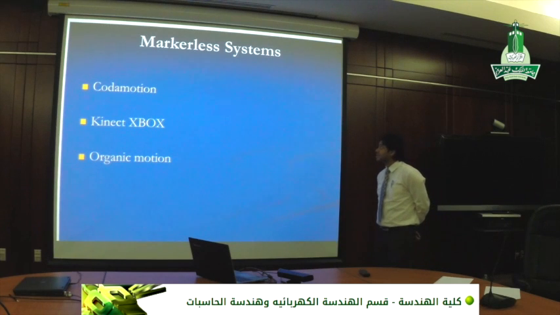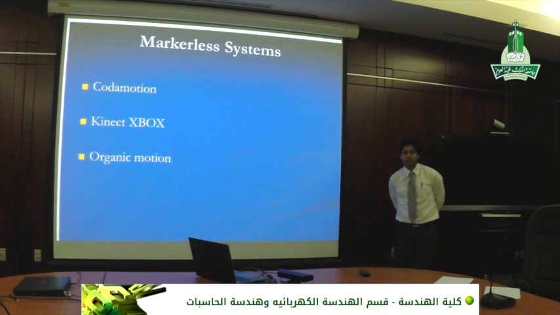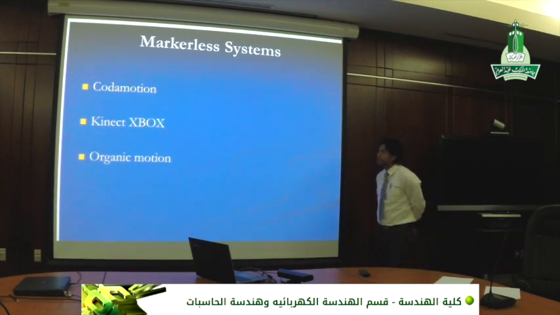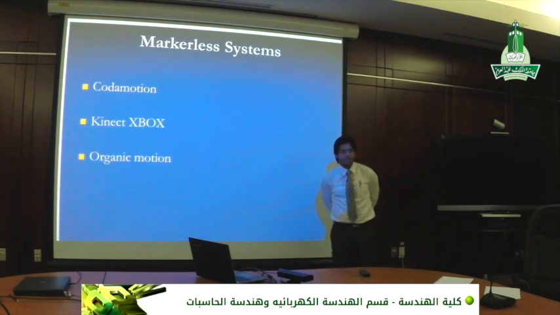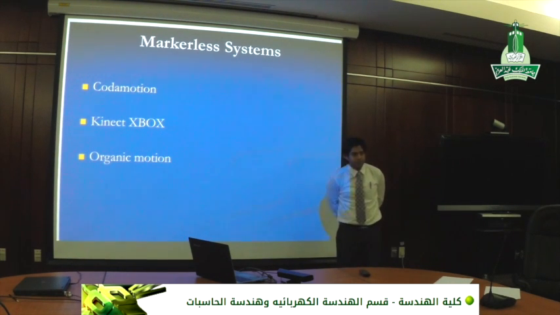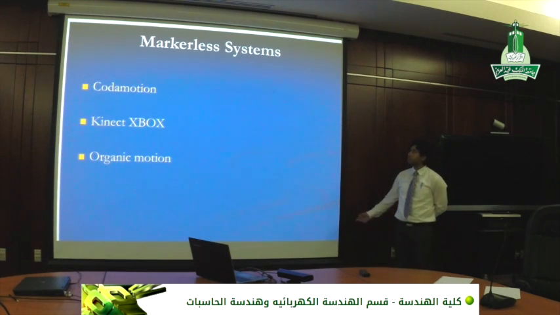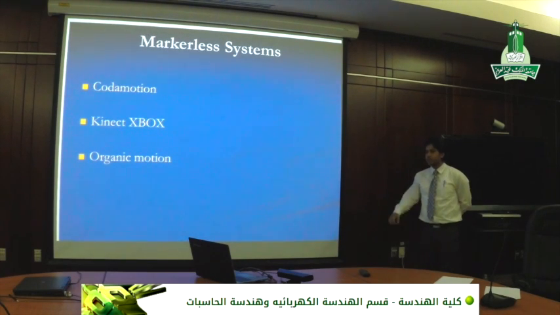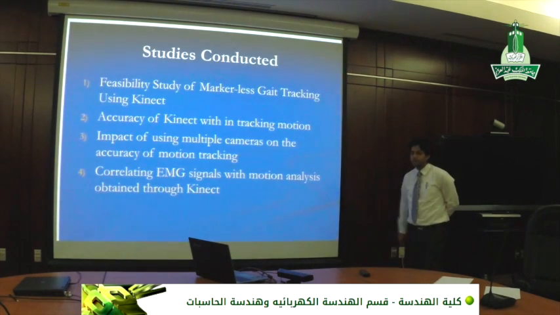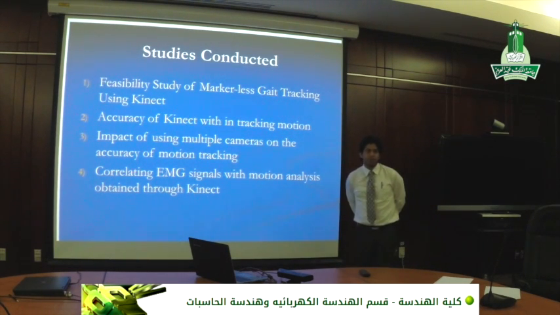There are a few markerless systems available in the market. One is the Coda Motion that I came across through one of my supervisors, that this is quite a good system. But it turned out to be very expensive for our study. The second is the Kinect Xbox, which is a gaming console, the one that I am using for presentation. It is a gaming console from Microsoft, and Organic Motion. They have their own markerless system. In this study, we will be talking about Kinect Xbox mainly. This is the device that we zeroed in on for performing our trials and study.